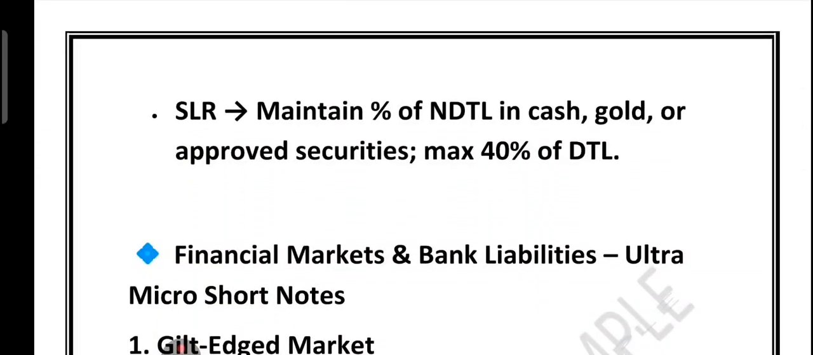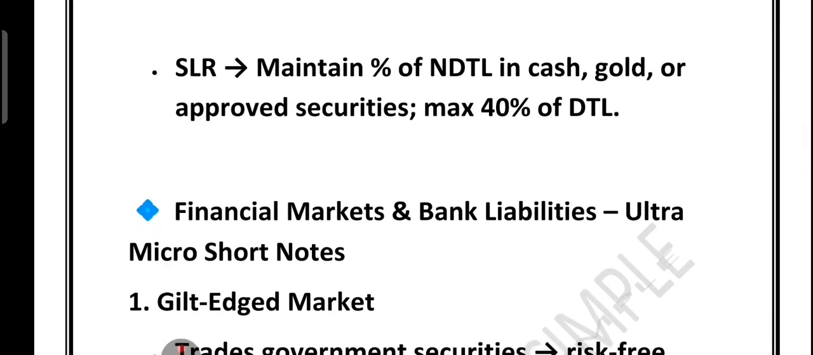SLR means statutory liquidity ratio, which means banks must maintain a certain percentage of NDTL in cash, gold, or approved securities, up to 40% of their DTL. Right, that is the rule. So yield helps investors understand return from government securities, while RBI manages public debt through CRR, SLR, and open market operations.